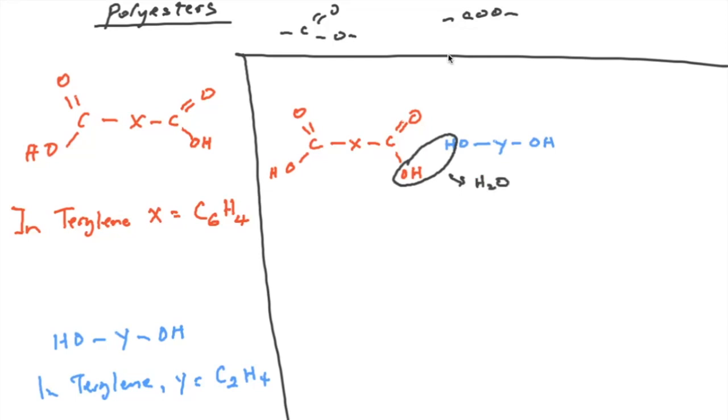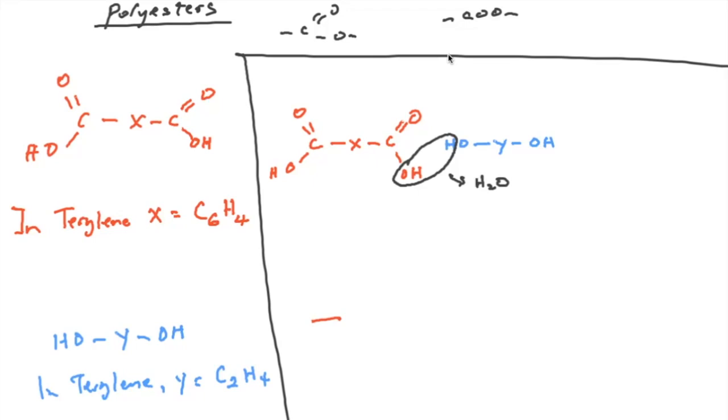And then the representative structure. Because if this were to happen again, the OH from a neighboring acid would always go with the H from the alcohol beside it. So when we're doing the representative structure, we can do it like this.